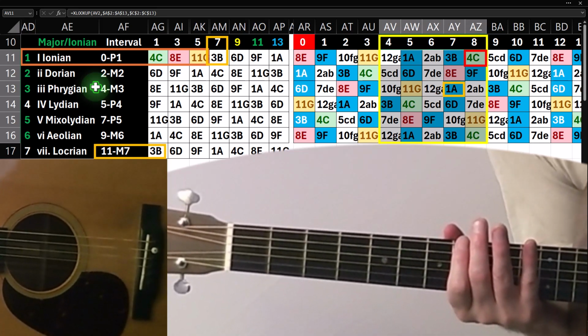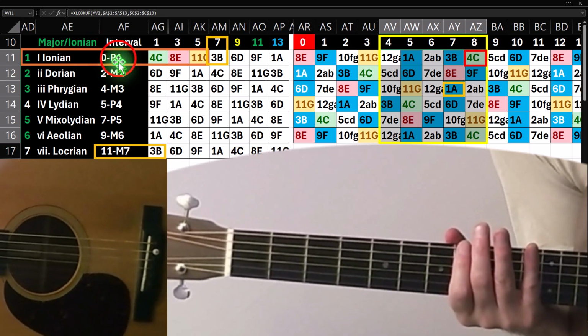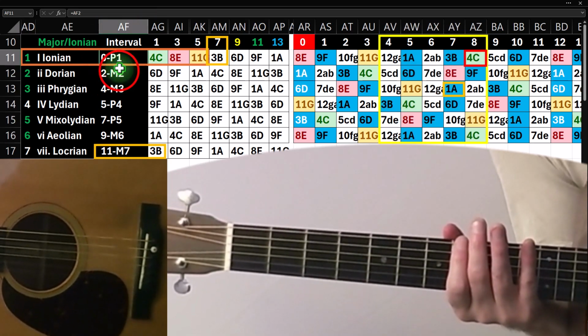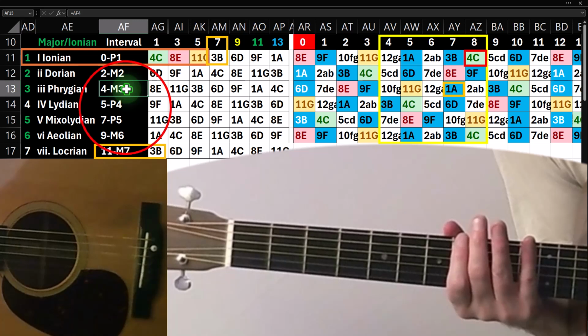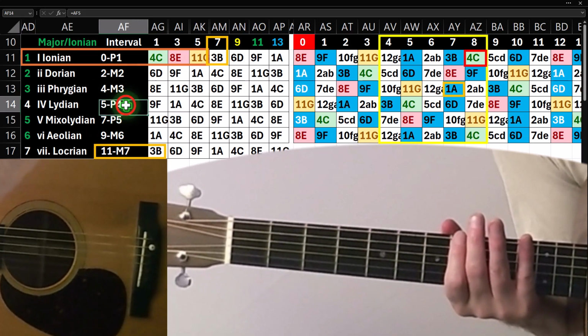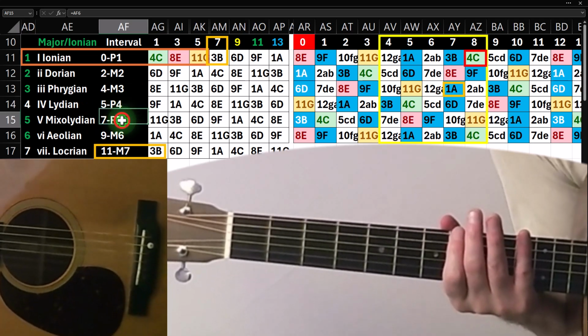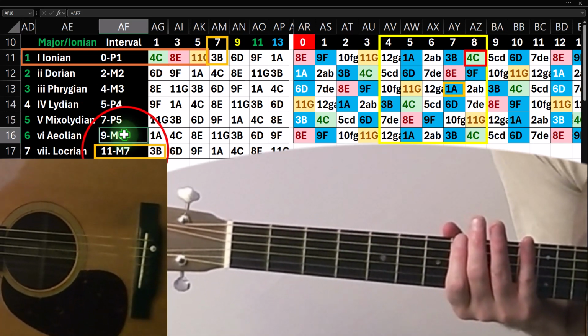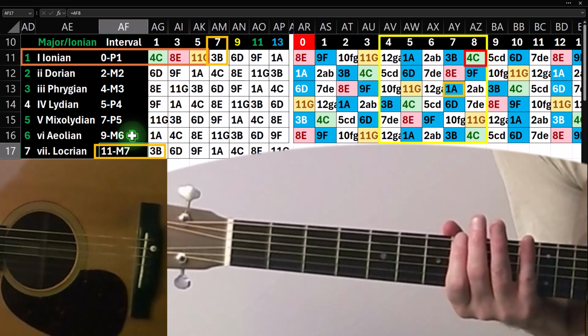And as we go through the different modes, we'll take a look at each of the different intervals. So we started with the C major, which has a perfect first, a 2-note away major second, a 4-note away major third, a 5-note away perfect fourth, a 7-note away perfect fifth, a 9-note away major sixth, an 11-note away major seventh.